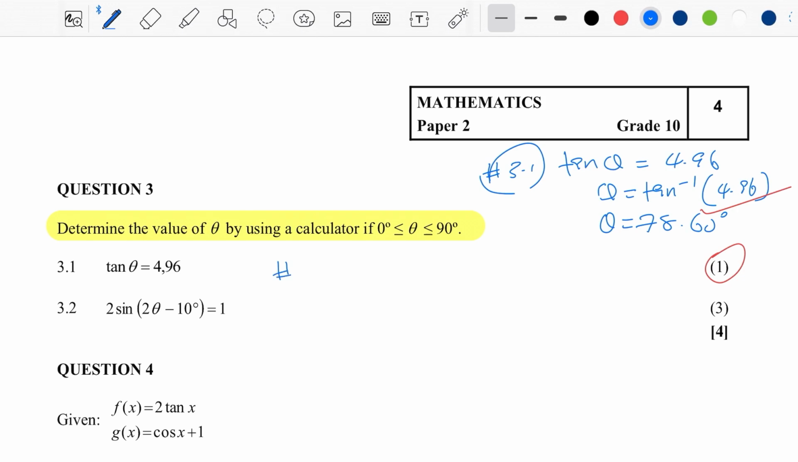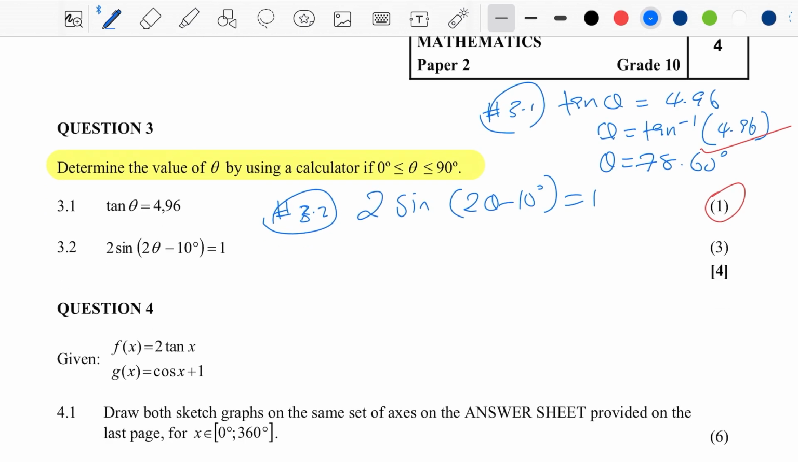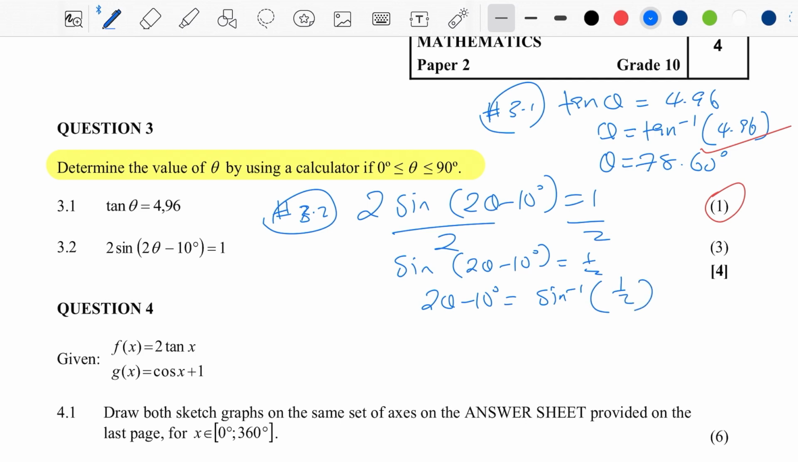For 3.2, you have 2 sine (2 theta minus 10 degrees) is equal to 1. What you do here is divide by 2 on both sides. What you do on your left-hand side, you do on your right-hand side. So you have sine (2 theta minus 10 degrees) is equal to half. And again, you take the inverse of sine. So you have 2 theta minus 10 degrees is equal to sine inverse of half.